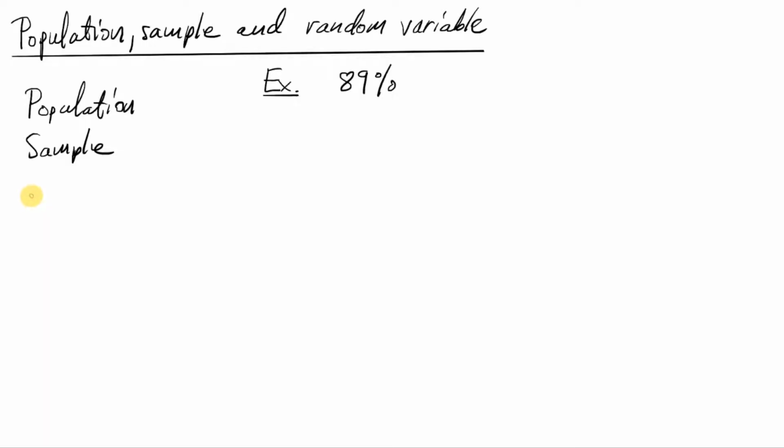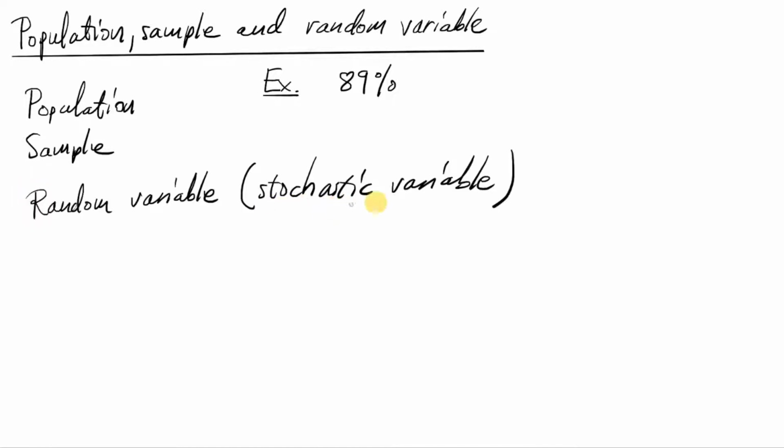Another important concept in statistics is a random variable. It can also be called a stochastic variable. A random variable is a variable, but every time you observe the variable, it takes on different values. And the different values are taken on with different probabilities.